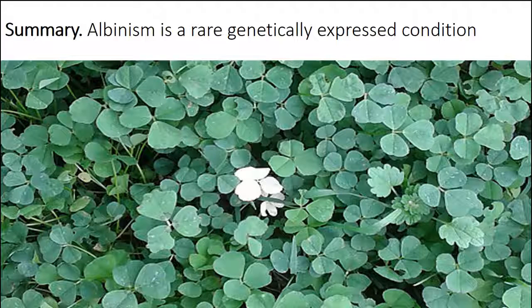In summary, albinism is a rare genetically expressed condition. The likelihood of finding a four-leaf clover is small, but finding an albino one is even smaller.